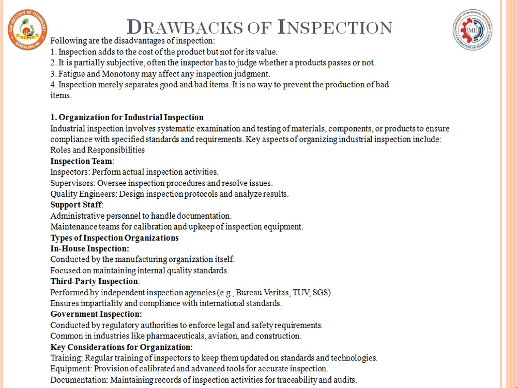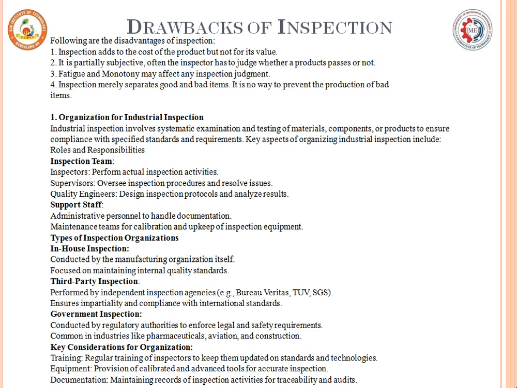Government inspection is conducted by regulatory authorities to enforce legal and safety requirements. It is common in industries like pharmaceuticals, aviation and construction. So government bodies are there. For example, if you install a boiler at the workplace, that boiler has to be certified by the government body so that there won't be any hazardous situation at the workplace. Not only boilers used in the textile industry, it is extended to pharmaceutical companies, aviation and construction companies.